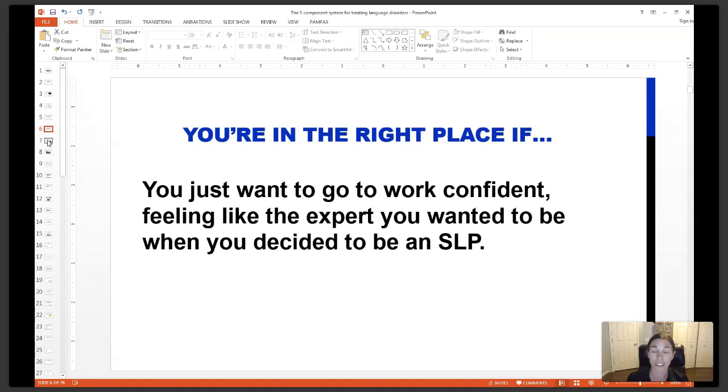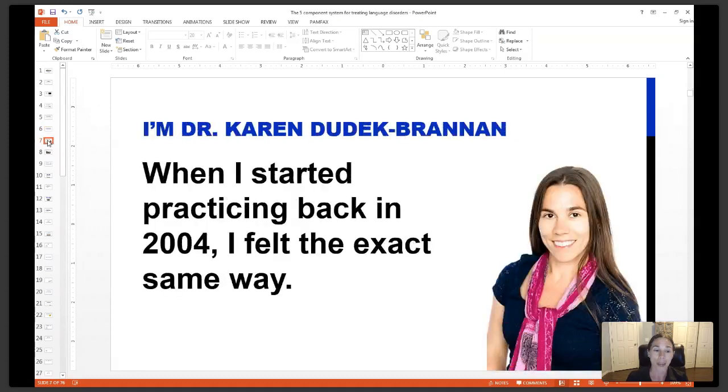And I can proudly say that I am a language expert, but back when I started in 2004, I felt the exact same way that I just described to you. I did not feel like I knew what I was doing when it came to language. It was the class I hated the most in grad school. It was the worst grade I got in grad school, and it never made sense to me.